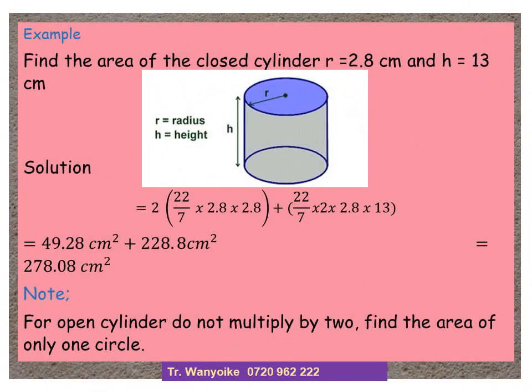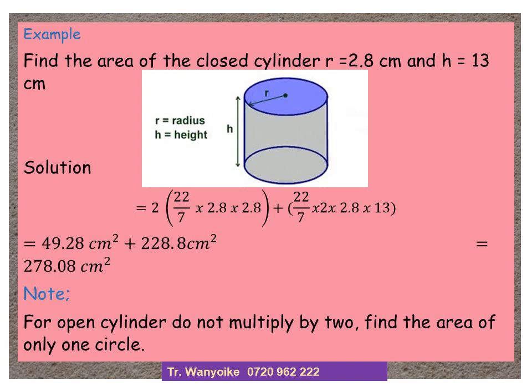Let us look at an example of how to get the surface area of a cylinder. In this example, you are told to find the area of a closed cylinder with radius 2.8 centimeters and a height of 13 centimeters. Because we have been told that this one is an enclosed one, when we open it up, we'll have a rectangle whose length is the same as the perimeter of the circle, and then we also have two circles.